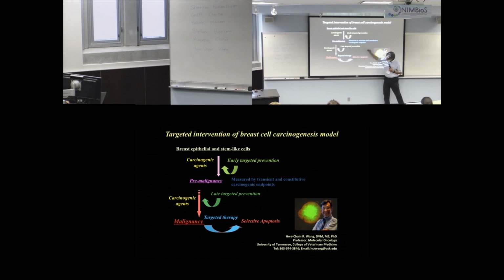Once the cell enters the malignant stage, it can form tumors in mice. Then we identify selective agents to kill tumor cells, because a cell at this stage is far different from normal cells. Therefore, we utilize the differences to kill these cells.